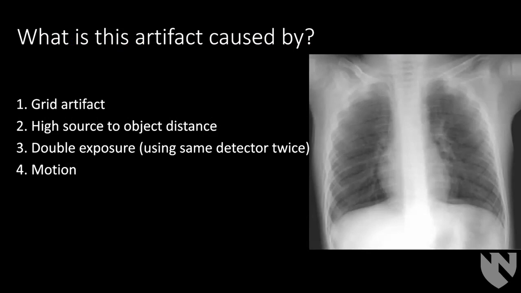So another question here, what is this artifact caused by? I'll let you pause and think about it. Okay, so it looks like all the ribs are kind of doubled. There's different outlines of the heart here, so this could be really bad motion, but I actually think that this is double exposure. So they used the same detector twice and didn't clear it out afterwards.